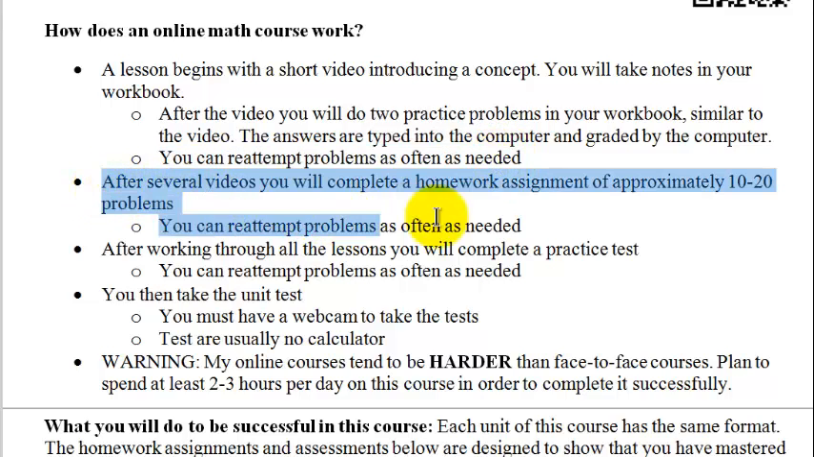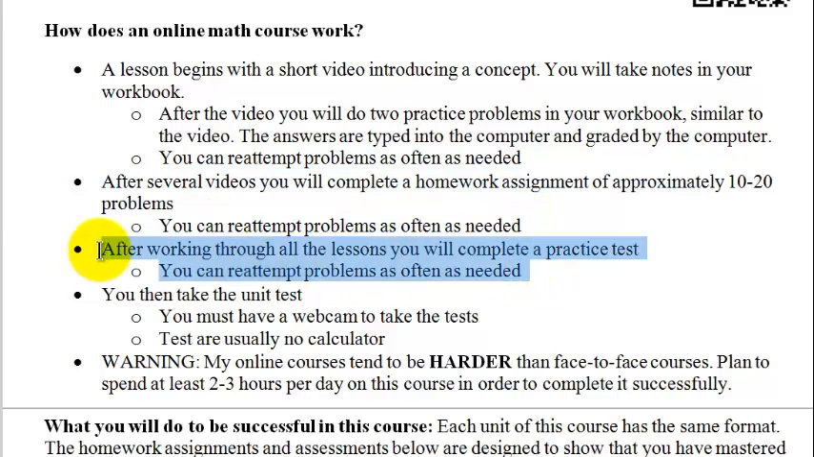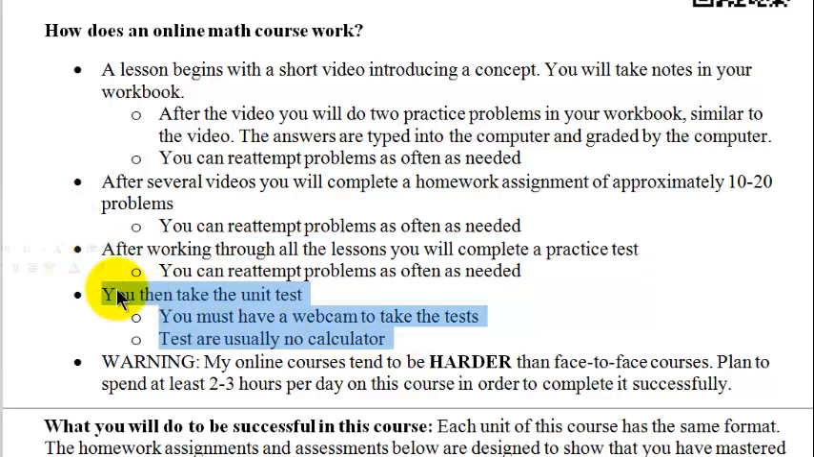After several videos, there's a homework assignment, about 10 to 20 questions on it. That is where you reach the end of the day's work. You should be doing a homework assignment each day, and a homework assignment should have 10 to 20 questions on it. If you only see 2 problems, that is not a homework assignment. That is a lesson. Get through all the lessons to get to the homework assignment. After the lessons are done, there's a practice test, and after the practice test, you do a unit test. Math 95, these are often no calculator.